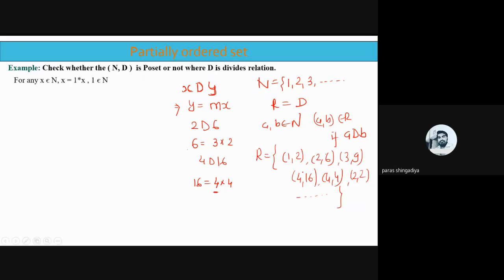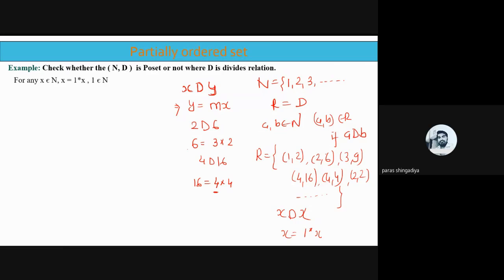we'll check whether (x, x) belongs to R or not. What is the meaning of (x, x)? x divides x or not. And x divides x means you can easily write x = 1 into x, because it follows the equation y = mx, where m is from the natural numbers, and 1 also belongs to N.